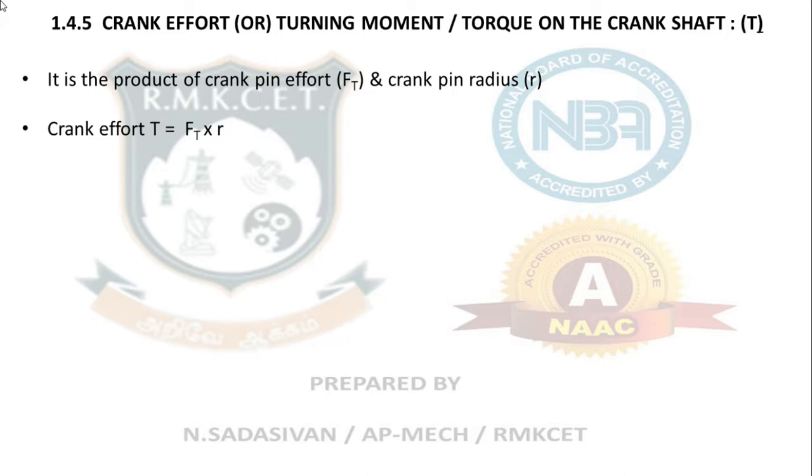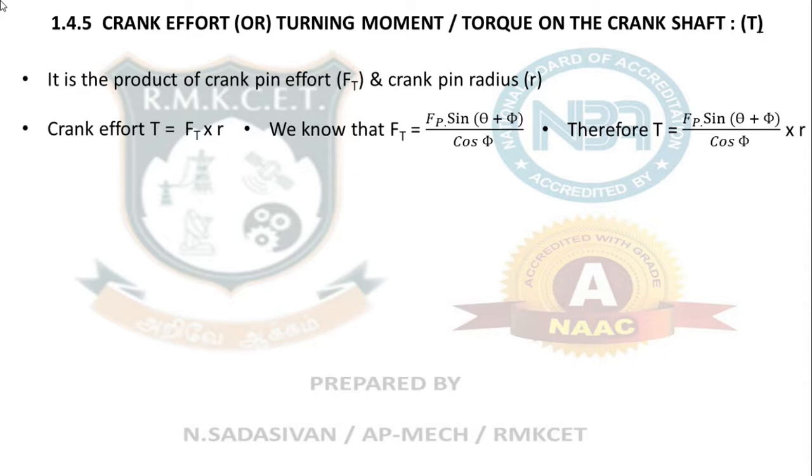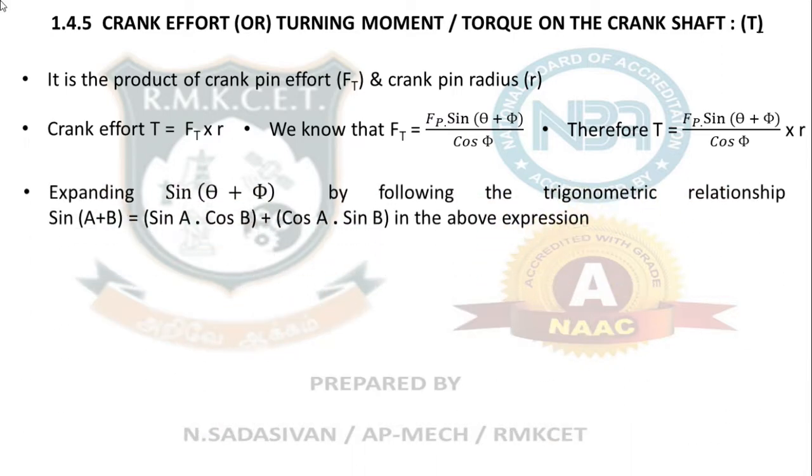But most probably you will not have this Ft value in your problem, so that you cannot directly solve Ft into r. So for most other cases where you do not have a direct value, I am going to do some manipulations of this. Okay, we know that Ft is equal to Fp sin(theta plus phi) divided by cos phi from previous slides which we have derived. So therefore multiply this Fp sin(theta plus phi) into cos phi into r. Instead of Ft I am putting this here. Very simple. So now what I am going to do, next thing, I am going to expand this.